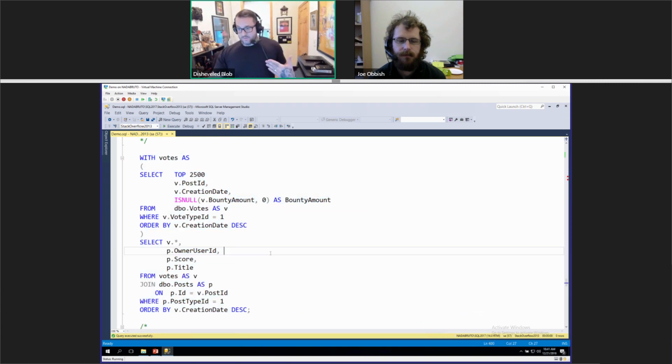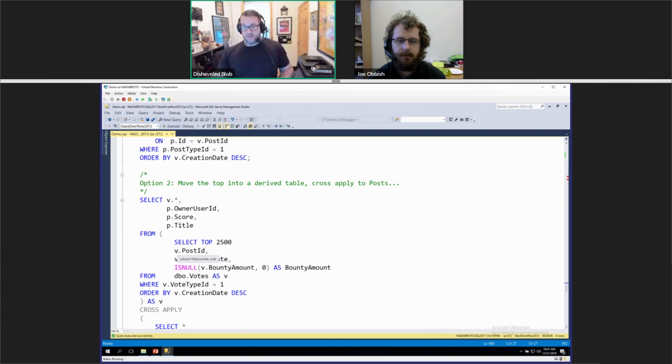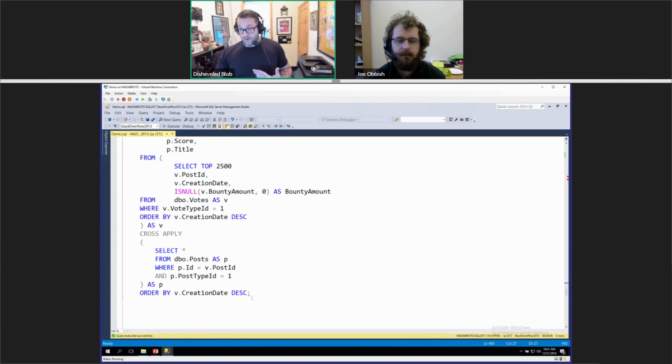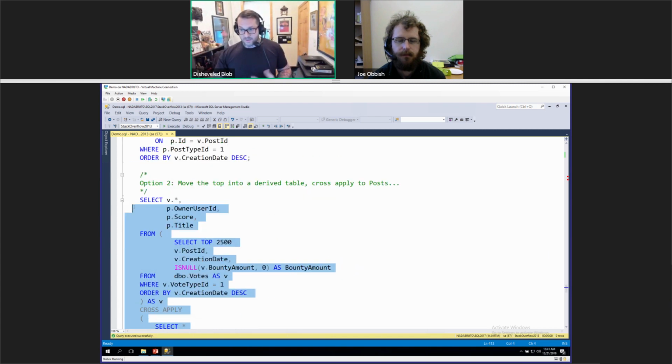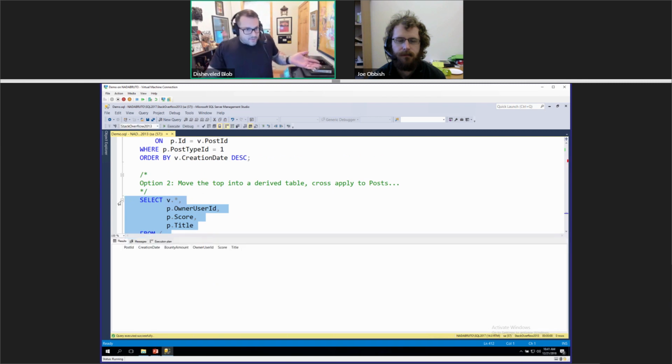I could also do this with a derived table. There's really no difference. I could stick that top in a derived table, and I could cross apply all the results out to posts. And if I do that, well, that's really quick too.